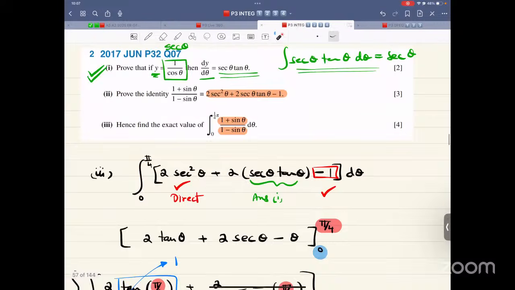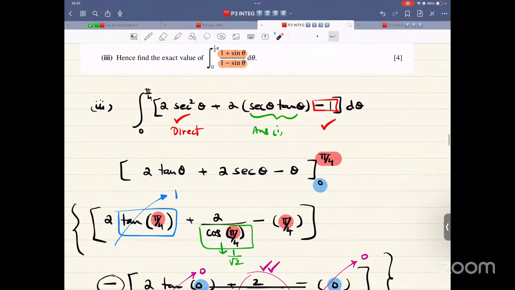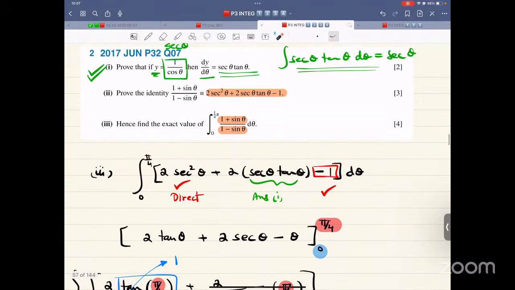And then it says, hence find the exact value. So you have already proved, look at part 2. You have already proved that this thing equals to this. So integral of this thing is actually integral of this thing. So 2 sec square theta, integral of sec square is tangent. 2 times sec theta tan theta, that is related with part 1.